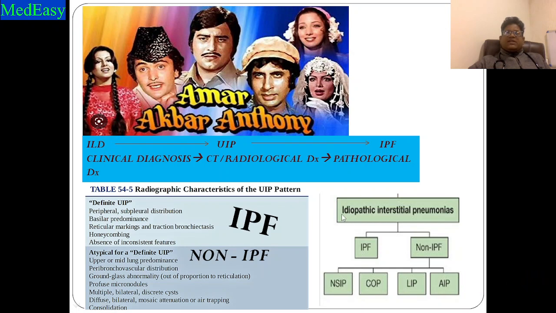These idiopathic interstitial pneumonias are IPF versus non-IPF, purely divided on CT features. If the CT has a definite UIP pattern, like peripheral, subpleural distribution, bibasilar prominence, reticular markings, traction bronchiectasis, honeycombing, and absent inconsistent findings, then that ILD is called IPF. If these features are absent, it is called non-IPF. This classification is now further subdivided and updated, but the basic concept remains the same.